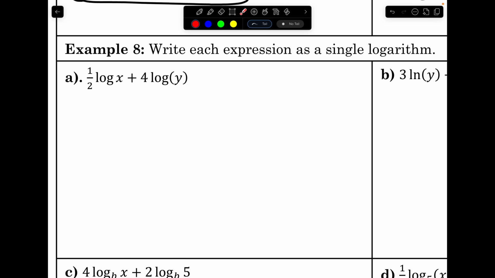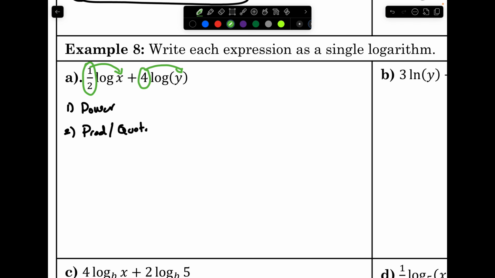So for example 8, we want to now condense this. To do that, we're going to use those same properties in the opposite order. So step 1 would be now to use the power property, and then step 2 is to either apply the product or quotient property. So therefore, to condense this, first thing we're going to look at is make sure that in front of every log there's no scalar. Like right here we have the 1/2, here we have the 4. So we're going to pull those and make those exponents by the power property. So we have the log of x raised to the 1/2 power plus the log of y raised to the power of 4.